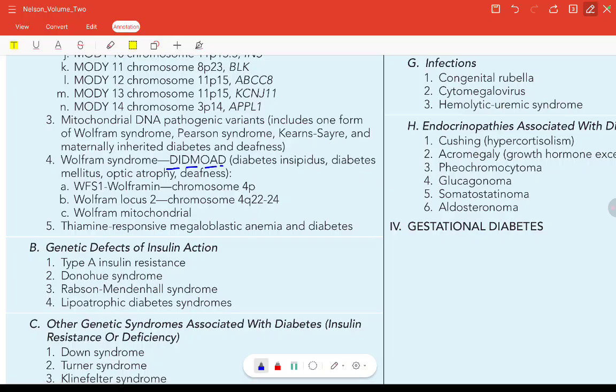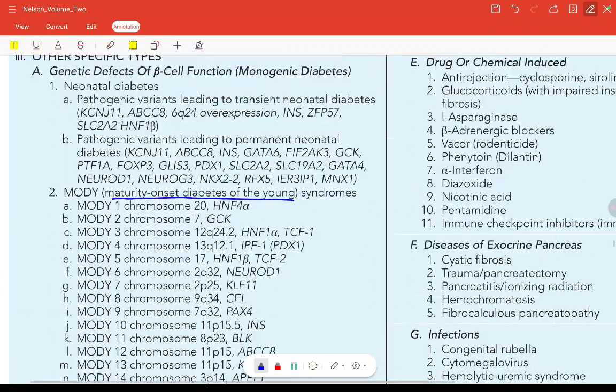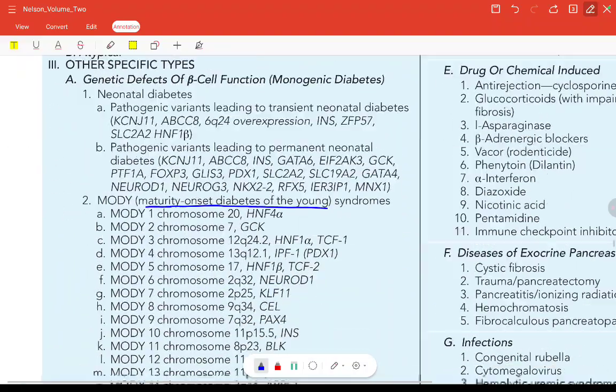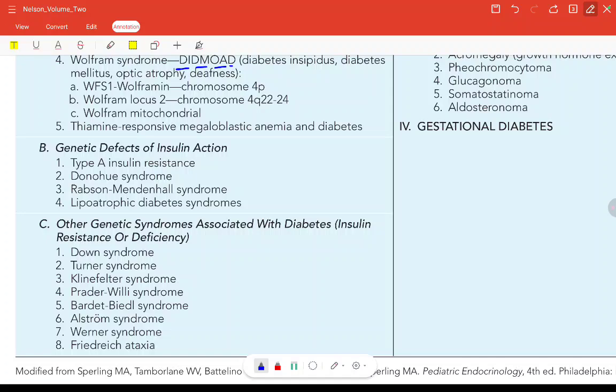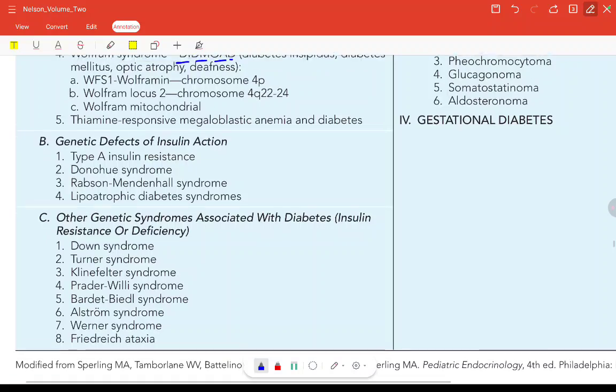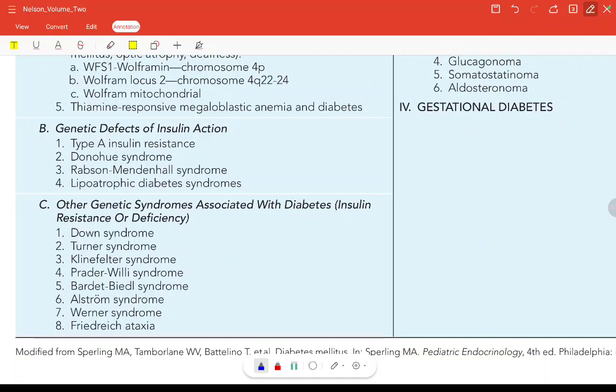Now second group, genetic defect of insulin action. These were all genetic defects of beta cell function. Now insulin action: type 1, type A insulin resistance, Donohue syndrome, Rabson-Mendenhall syndrome, lipoatrophic diabetes syndrome. Other genetic syndromes associated with diabetes, insulin resistance or deficiency are Down syndrome, Turner syndrome, Klinefelter syndrome, Prader-Willi syndrome, Bardet-Biedl syndrome, Alström syndrome, Werner syndrome, and Friedreich's ataxia. These are other genetic syndromes which are associated with diabetes.